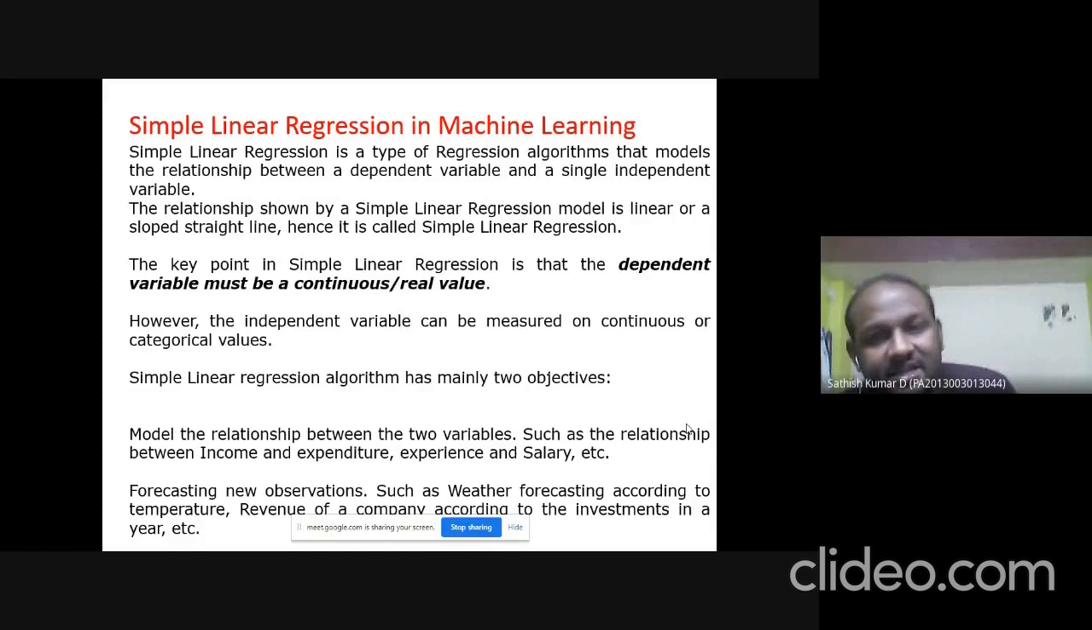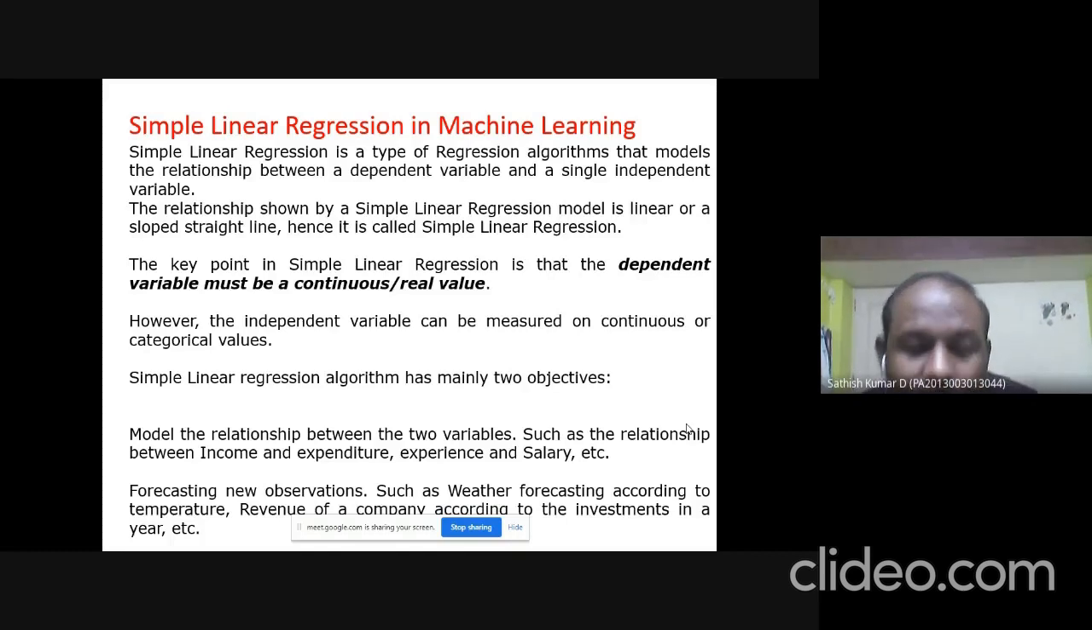Simple linear regression in machine learning. Simple linear regression is a type of regression algorithm that models the relationship between the dependent variable and a single independent variable. The key point in simple linear regression is the dependent variable must be continuous or real value. Real value means they are continuously changing the value. However, the independent variable can be measured on continuous or categorical values.